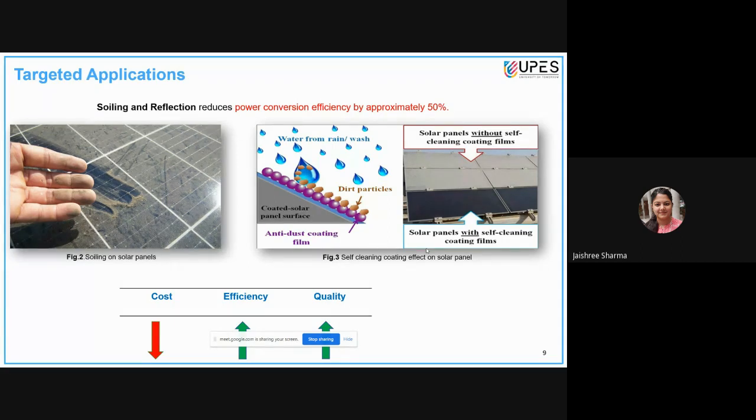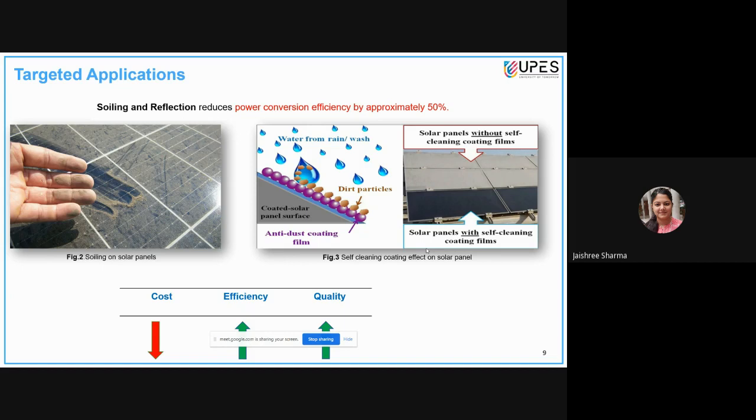And the second problem is reflection. Due to reflection of the incident solar radiation onto the PV panels, the power conversion efficiency decreases. Also, if the thickness of the glass is minimum, then these losses couldn't happen. But if the thickness of the glass is maximum, then it can sustain outdoor conditions. Therefore, the reflection of light can decrease the power conversion efficiencies. So anti-reflective coatings are a must for this.